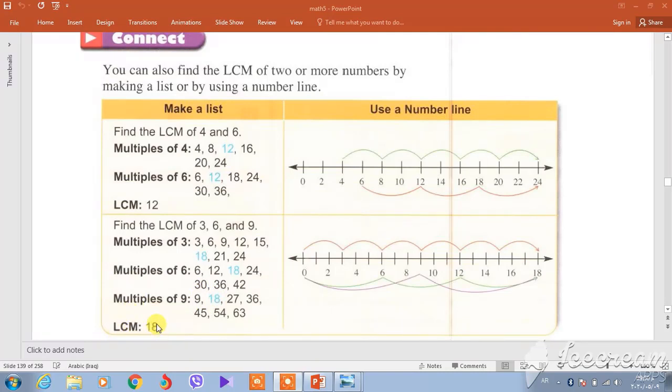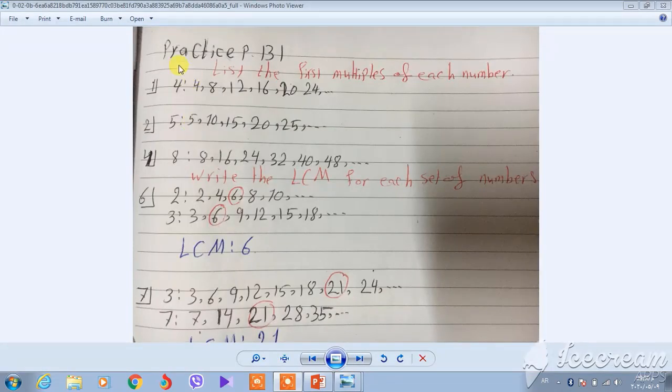And now we solve the practices. Students, look, we solve the practices on page 131. We review and list the first multiples of each number. Just find 5 first multiples. For 4, we have 4, 8, because 1 multiply 4 equal to 4, 2 multiply 4 equal to 8, 3 multiply 4 equal to 12, 4 multiply 4 equal to 16, and 5 multiply 4 equal to 20. We just find 5 multiples of this number.